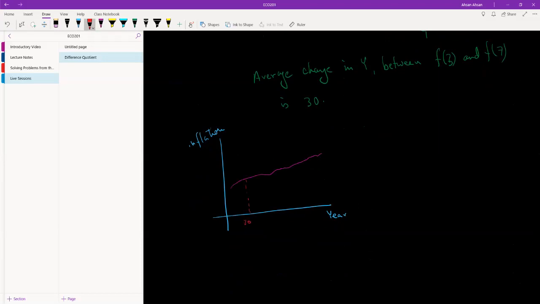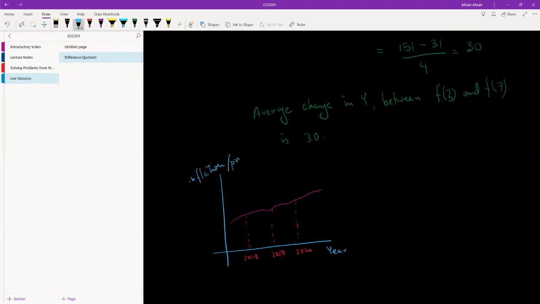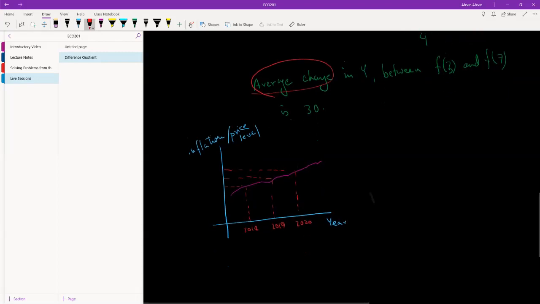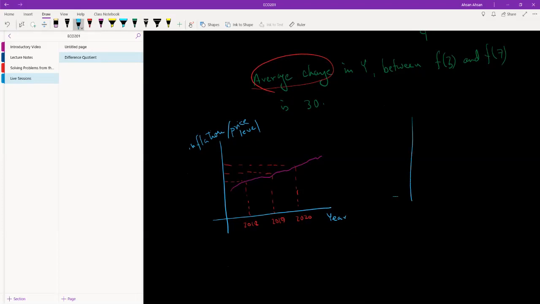So suppose this is 2018, this is 2019, this is 2020. So there is inflation, or a better way to call this would be price level. So what you see is there is definitely an upward trend, but there isn't a huge deviation between these points. And so we can use this average change for this purpose. The problem with using average change is when we have graphs such as this.